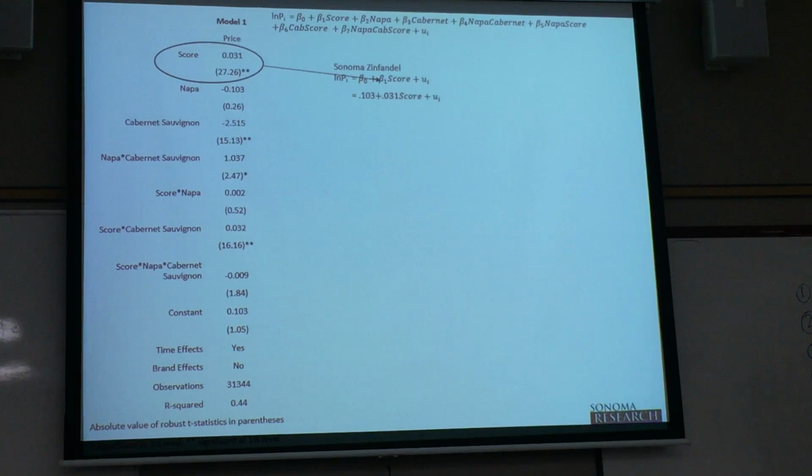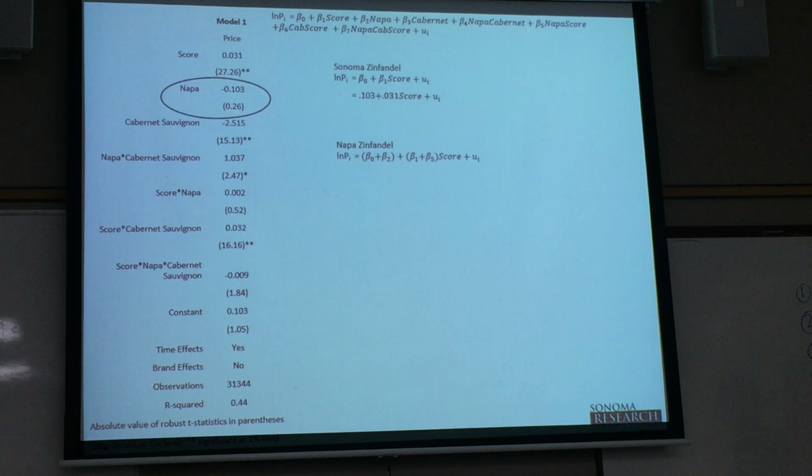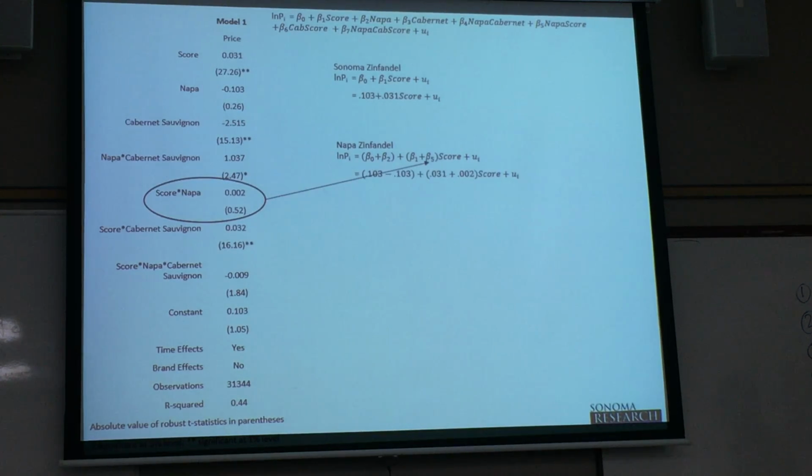So for a Sonoma Zinfandel, every 1 unit increase in score results in about a 3.1% increase in price. So consumers are willing to pay about 3% per score unit increase. For Napa Zin, there's our Napa dummy, that goes there. There's our Napa score interaction, that goes there. We add those, and it turns out to be pretty similar, about 3.3% for every unit increase in score.